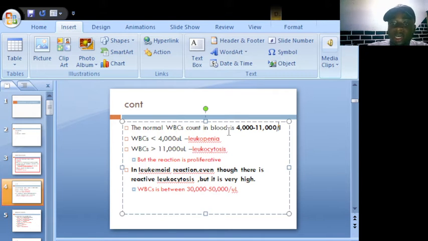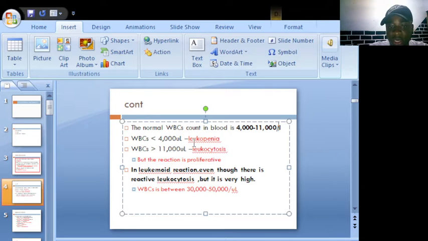Okay, now, the normal WBC count is 4,000 to 11,000. Now whenever the WBC count is less than 4,000, it means there's a decreased level of what? WBC. In that case, you say you have leukopenia. So leukopenia is a low level of what? WBC. That one is clear?